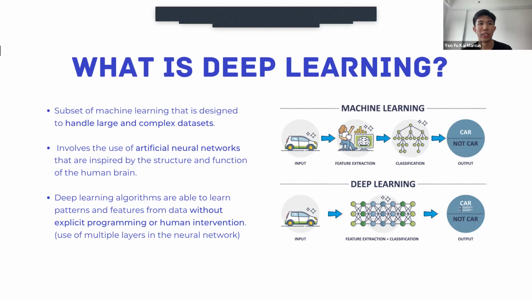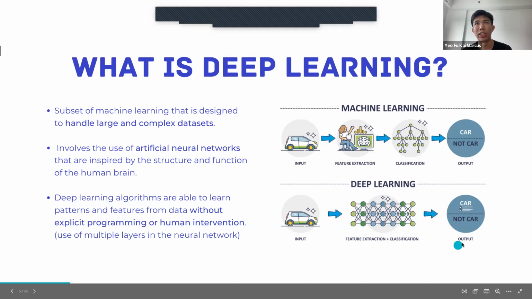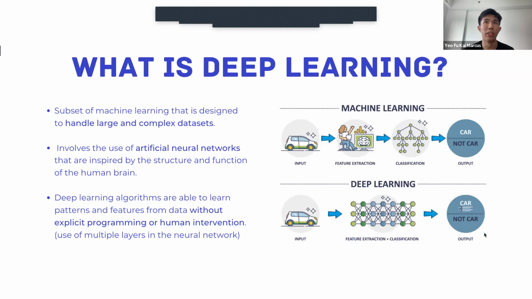throughout the entire process. So as you can see in the picture over here, you can see the main difference between machine learning and deep learning. Explicitly for deep learning, there is minimal or even no human intervention. So that's one thing you can note about deep learning.